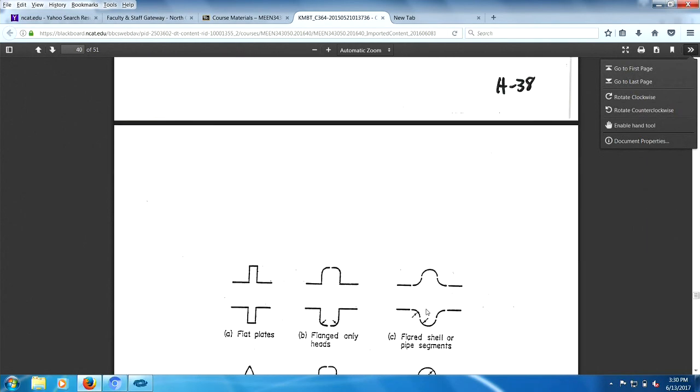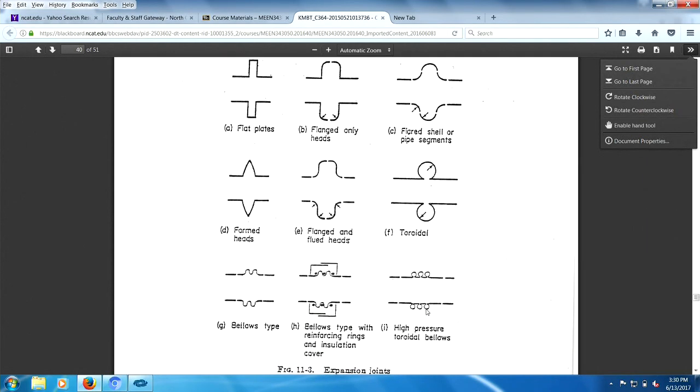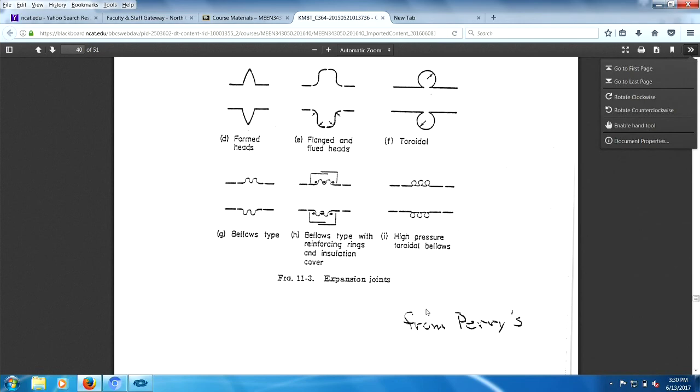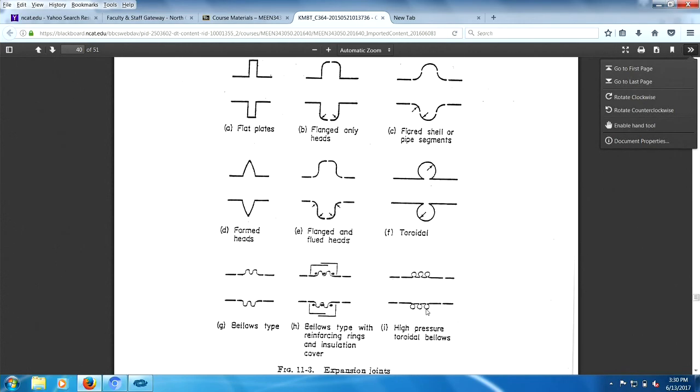Okay, moving right along. What else do we got here? Oh yeah, look at all these types of expansion joints. I took this from Perry's Chemical Engineering Handbook. High pressure bellows types. Anyway, these things obviously have to handle the thermal expansion aspects of an exchanger. They also have to take the pressure, and the two don't go well together. So these are things that are quite sensitive, and you should be careful.